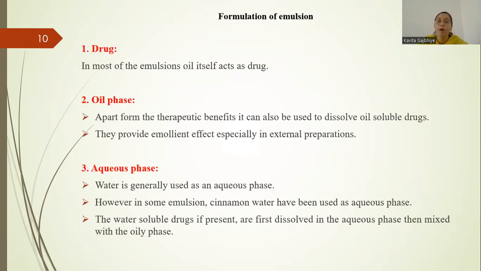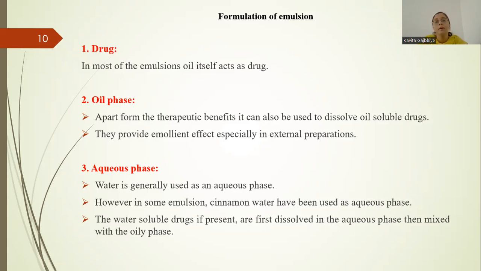Now the next point is formulation of emulsion. We know that formulation of emulsion means what excipients or ingredients we are using in the preparation of that particular dosage form. The very first ingredient in all dosage forms, not only emulsion, is the drug, the API you are using. As these are emulsions, both the phases are liquid and one phase is immiscible with the other. So mostly in case of emulsion, oil itself acts as a drug, because oil is one of the important ingredients in the formulation of emulsion.